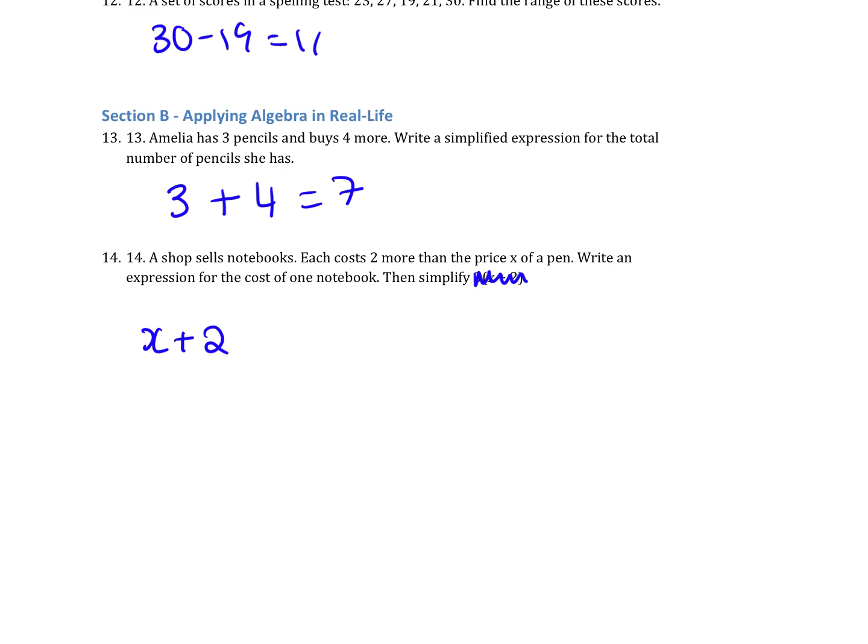I really like that question. So each costs 2 more than the price. Does not make sense. So X plus 2. Oh yeah. Okay, so that there, each costs 2 more than the price X of a pen. Write an expression for the cost of one notebook.